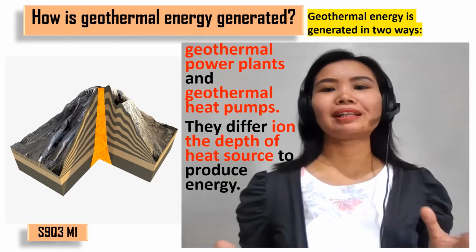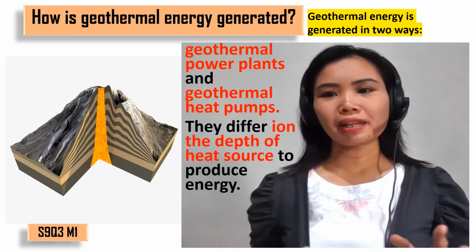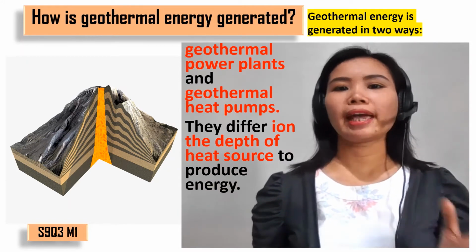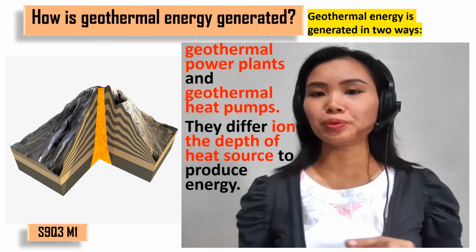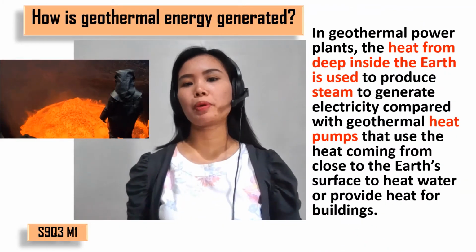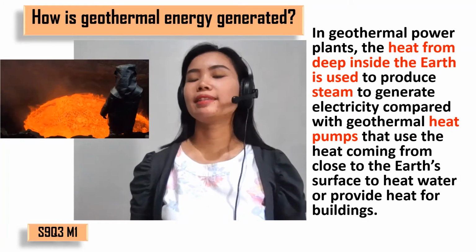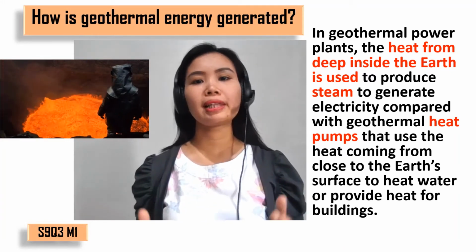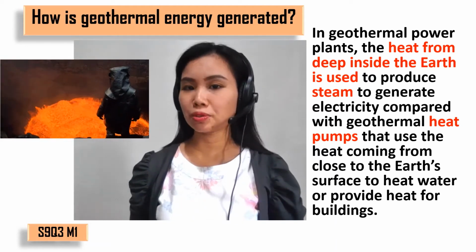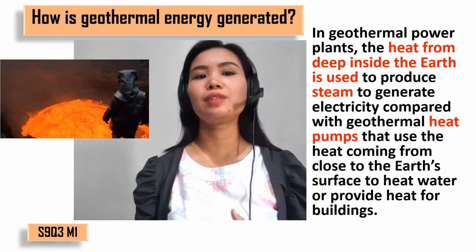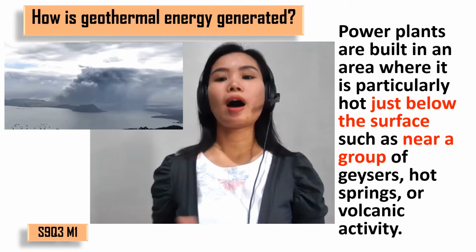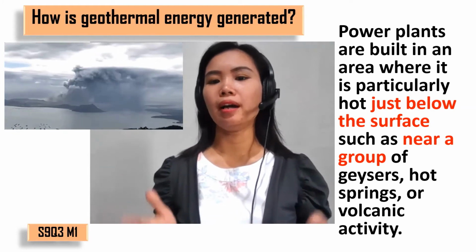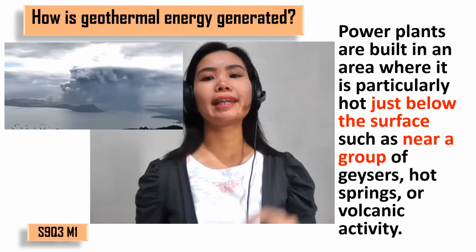So, how is geothermal energy generated? Geothermal energy is generated in two ways. We have geothermal power plants and geothermal heat pumps. They differ on the depth of heat source to produce energy. In geothermal power plants, the heat from deep inside the earth is used to produce steam to generate electricity, compared with geothermal heat pumps that use the heat coming from close to the Earth's surface to heat water or provide heat for buildings. And these power plants are built in an area where it is particularly hot, just below the surface, such as near a group of geysers, hot springs, or volcanic activity.